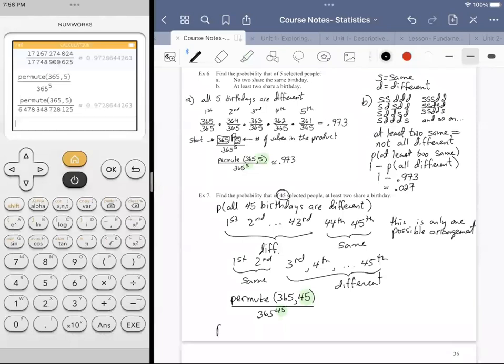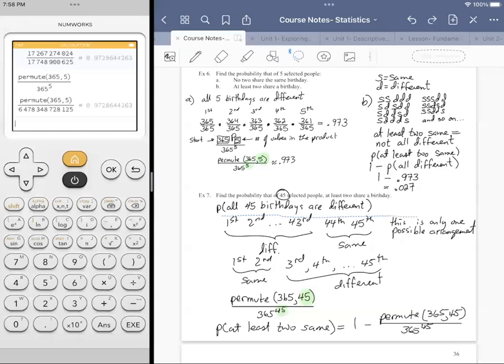If I want the probability that there are at least 2 that are the same, then it's going to be 1 minus that probability. So 1 minus the permutation of 365, 45, and then 365 to the 45th power. All right, so you wouldn't have to write any of this stuff. That's just for instructional purposes, really just to answer the question that was posed.